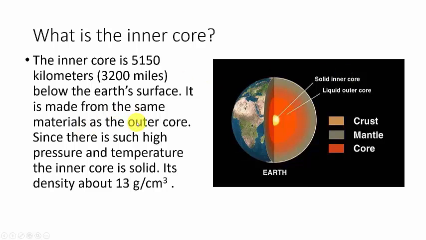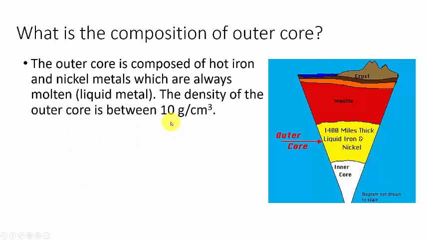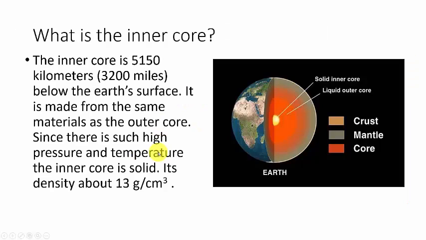It's made of the same material as the outer core, but since it's undergoing such high pressure and temperature, the inner core is actually made solid. And its density is about 13 grams per cubic centimeter. Did I mention the density of the outer core? Let me check. I did not mention it. It's about 10. So as you can see, the density is increasing as you go inside to the inner core of the Earth.